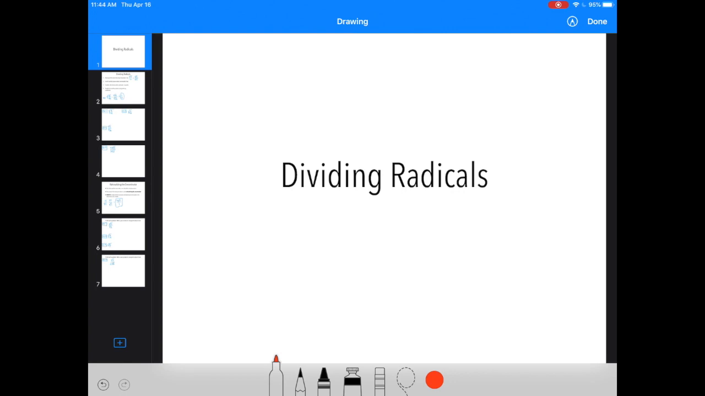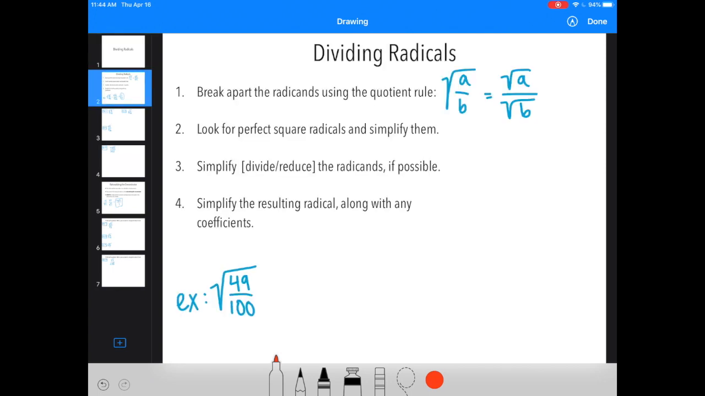Then we looked at multiplying radicals. When we multiply radicals, we first multiply our coefficients and then multiply our radicands. And then finally today, we're going to look at how to divide radicals. I compare dividing radicals to simplifying fractions. So there's a lot of seeing what those multiples are. So let's dive into it.